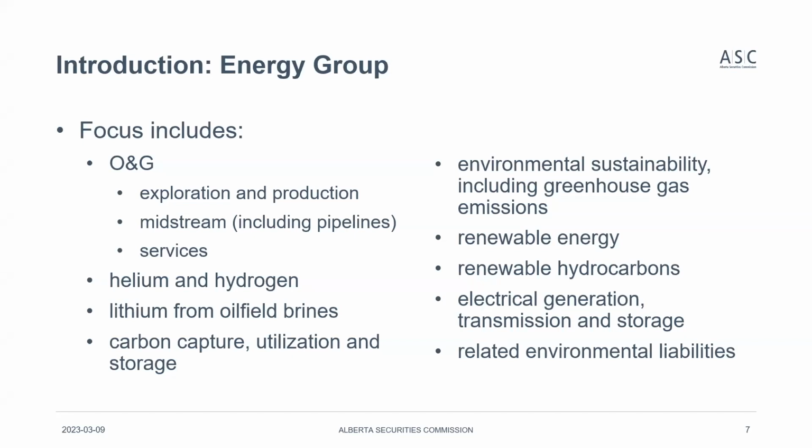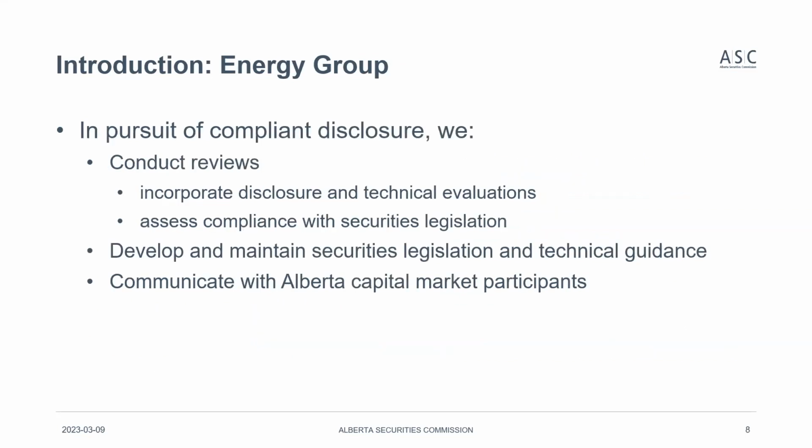For oil and gas, of course, we look at exploration and production, so that would be the NI 51-101 filers. We look at midstream, which includes pipelines, oil and gas services, helium and hydrogen. We also look at lithium from oil field brines, carbon capture, environmental sustainability, including greenhouse gas emissions, renewable energy, renewable hydrocarbons, and electricity. And the last one we have is environmental liabilities, which is obviously an increasingly important area.